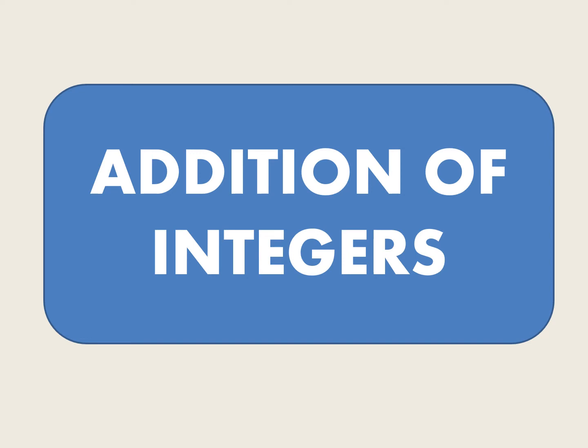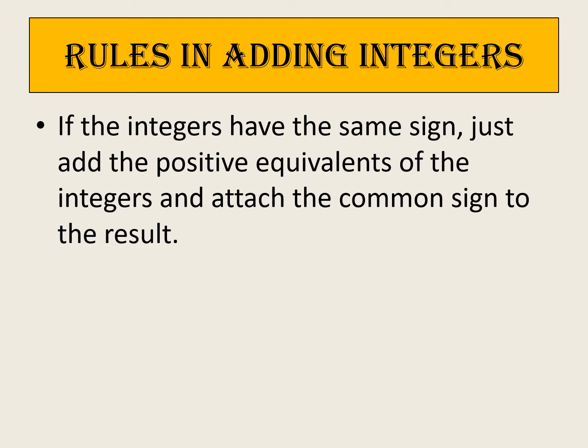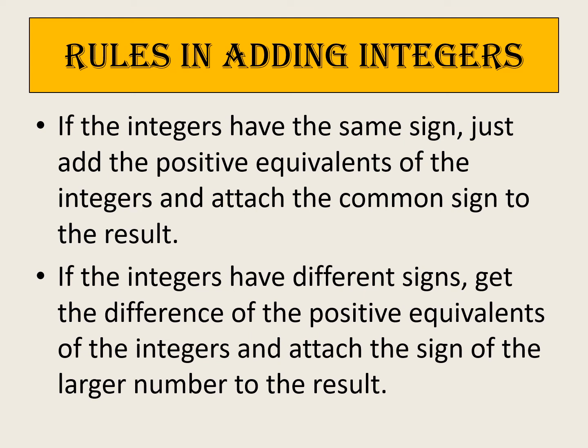Now, let's talk about addition of integers. Rules in adding integers. Number 1. If the integers have the same sign, just add the positive equivalence of the integers and attach the common sign to the result. Second, if the integers have different signs, get the difference of the positive equivalence of the integers and attach the sign of the larger number to the result.